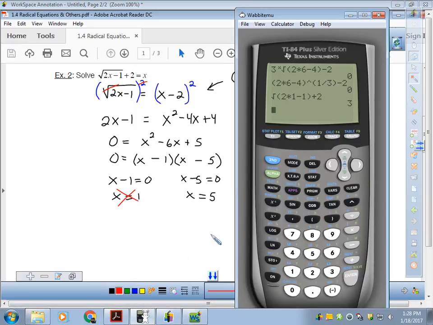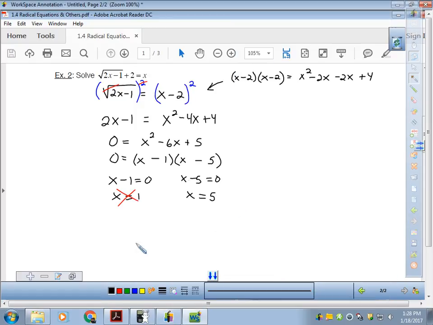Okay. All right, let's try our next choice, our next answer. So we're going to do square root of 2 times 5 minus 1, close my square root, plus 2. So I get 5. What am I supposed to have on this side? It's just x, which is 5. It works. So this answer is the only valid answer. This one right here is extraneous.